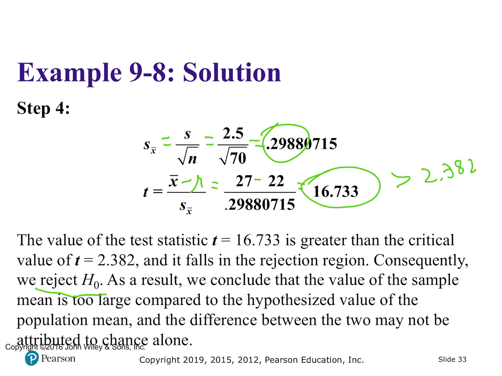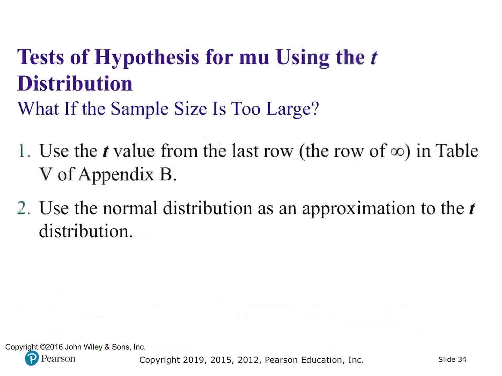So, looking at what the hypotheses say, which really helps your comments, we conclude that the value of the sample mean is too large compared to the hypothesis value of the mean, and the difference between the two is not due to chance alone. In fact, we're going to hedge our bets and say may not be attributed to chance alone. So yeah, something's really going on here. It does look more efficient. More people per hour, less waiting time that go together like this. So yeah, the efficiency is nice.